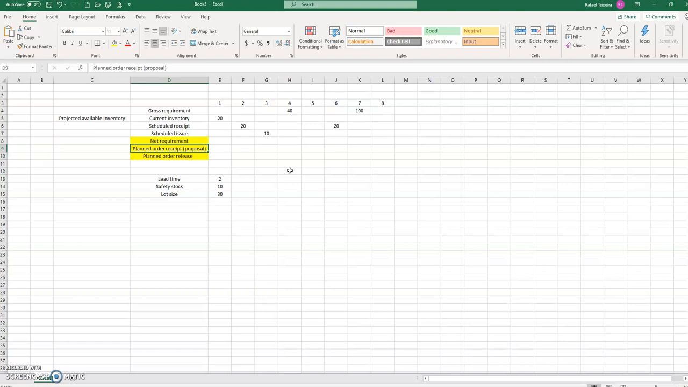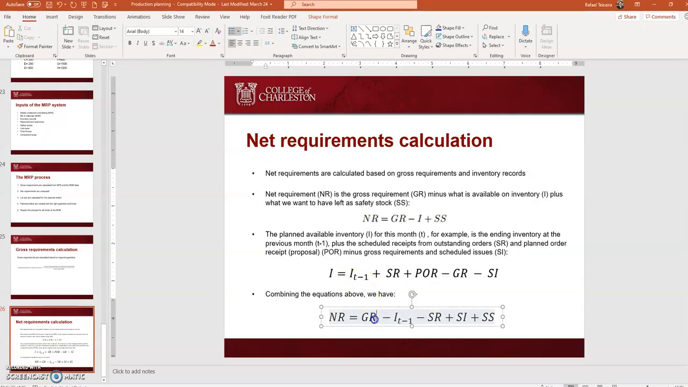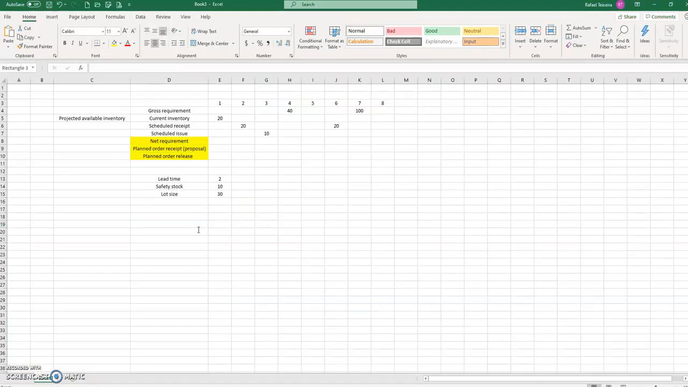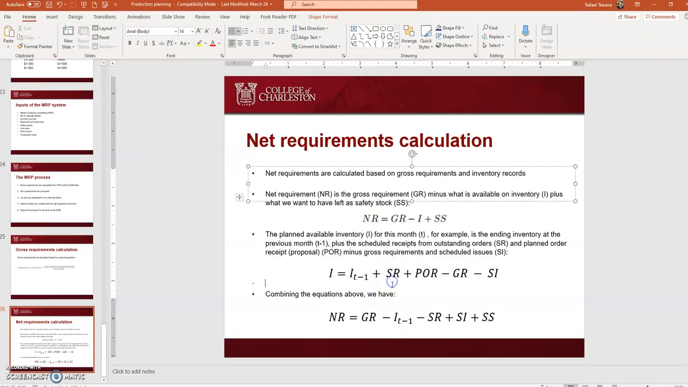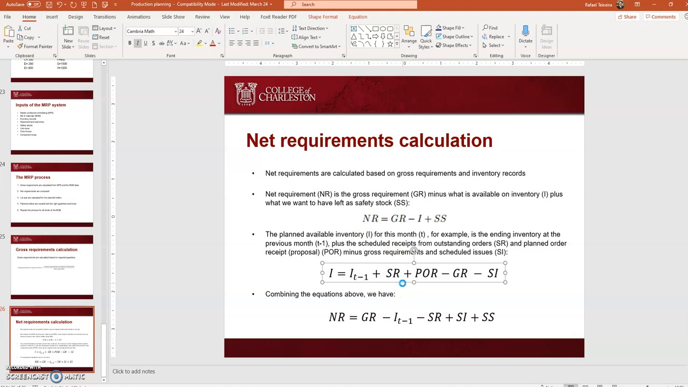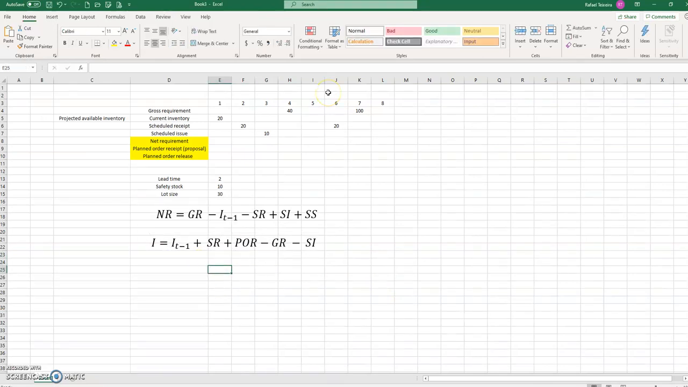Plan order receipt is called plan order proposal in our class notes, but it is also called plan order receipt. I'm going to use 2 formulas from our slides, this one and this one. I'm going to use them to solve this problem. All right, so let's start with the net requirement.